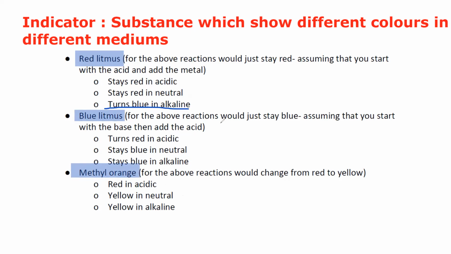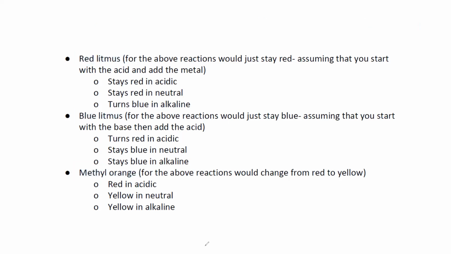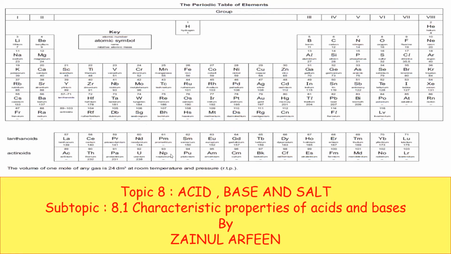Later in the chapter we will discuss more about indicators, but this is just a way to identify the nature of the solution, because acids and alkalis are colorless. So by looking at them, it's difficult to identify the nature. So to identify the nature, we use indicators. Is the concept or the purpose of the indicator clear? Indicators are substances which are used to identify the nature of a substance.